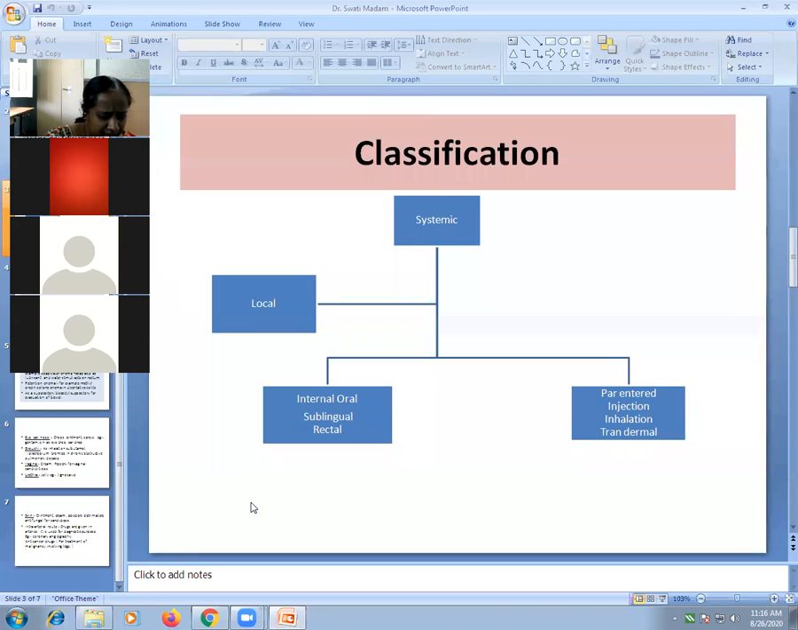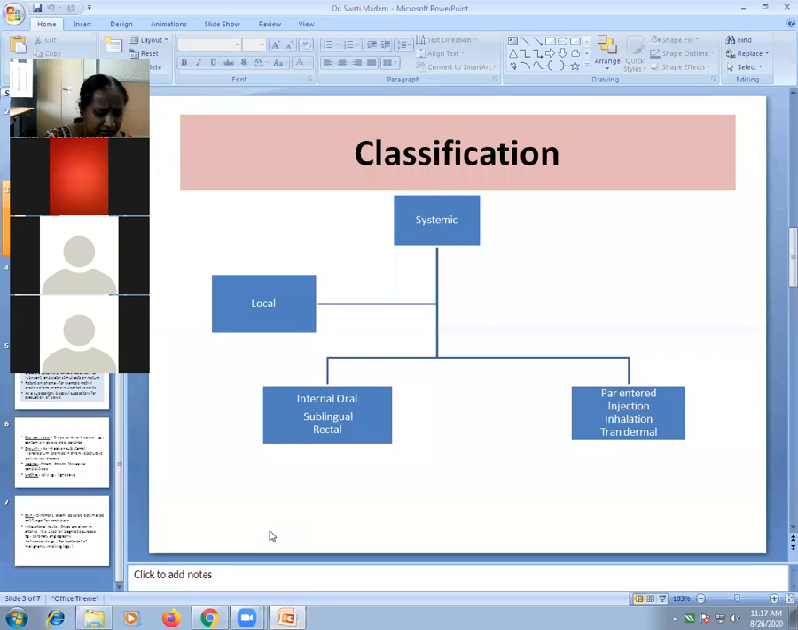Then you have dosage forms. In dosage forms, you have to remember what dosage form means. Drugs are given in these forms. What is dosage form? The form in which the drug is given.